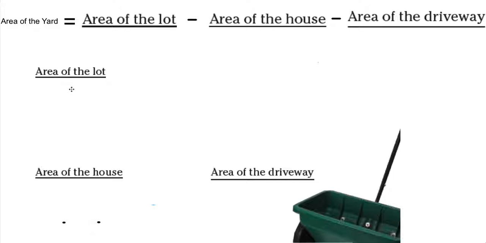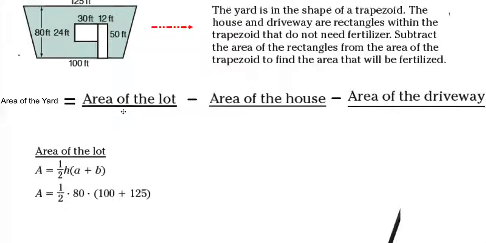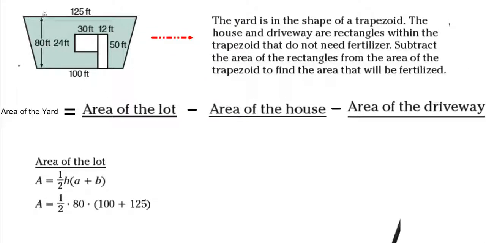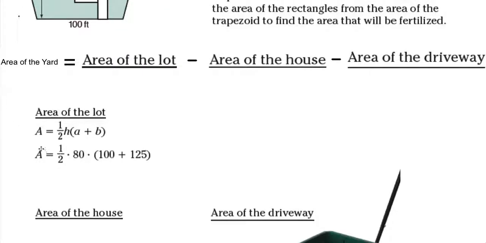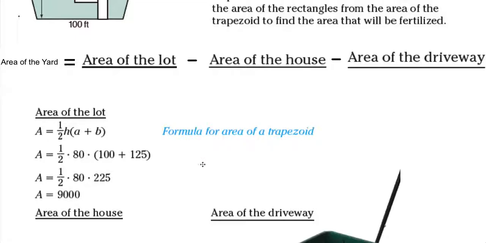So the area of the lot, again, is a trapezoid, so we follow the formula 1/2 H times the quantity A plus B. Substitute the values for height, which is 80, multiplied by the quantity 100 plus 125, and if you notice, this is 80, that's our height. These are our two bases, 125 and 100 feet. Okay, simplify that. We have 1/2 times 80 times 225, or 9,000 square feet. Okay, so the area of the lot is 9,000 square feet. So again, using the formula right here, we simply replace the values in the second step.